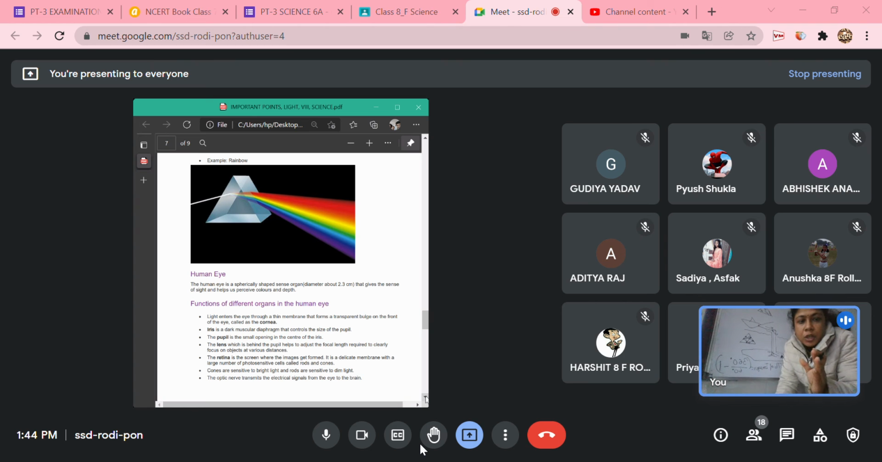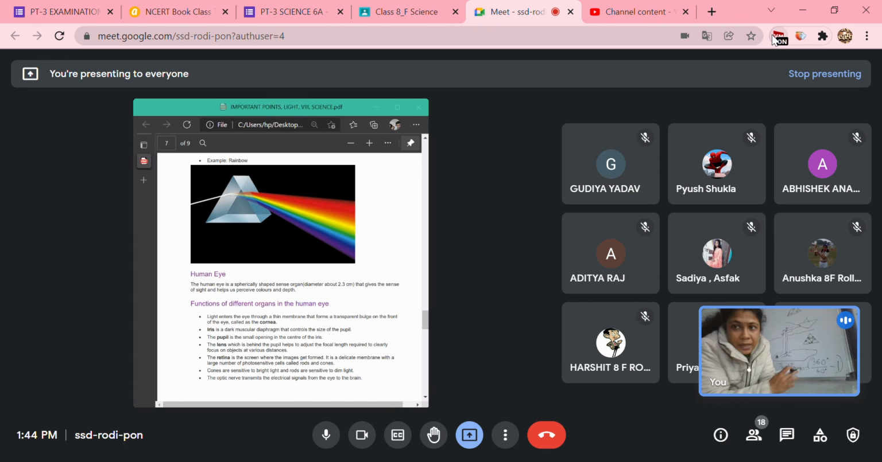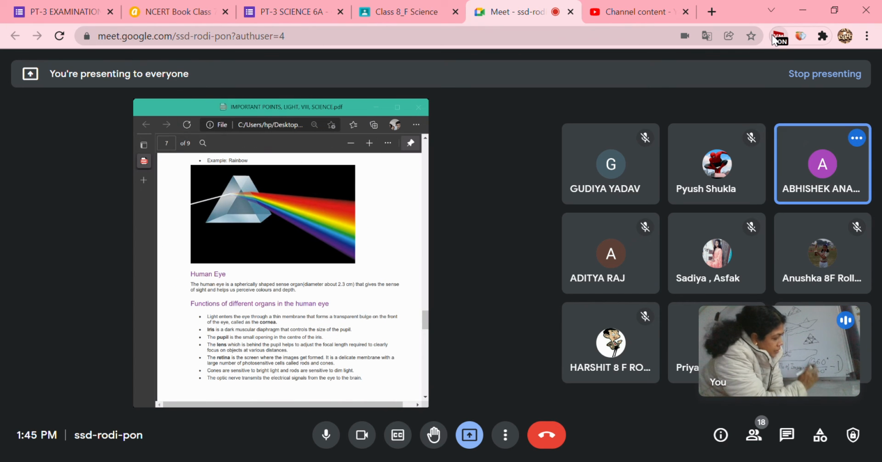If two mirrors are together, I just told you last class that two mirrors will produce multiple images, do you remember? If the two mirrors are placed at an angle of 60 degrees, how many images will be formed? 360 divided by 60 is 6, minus 1, so 5 images.